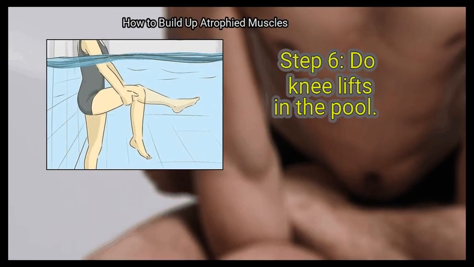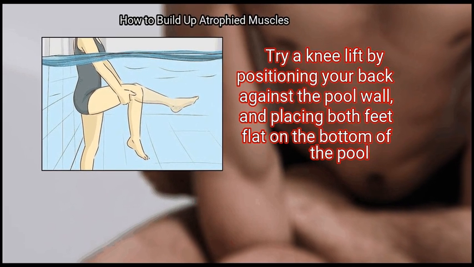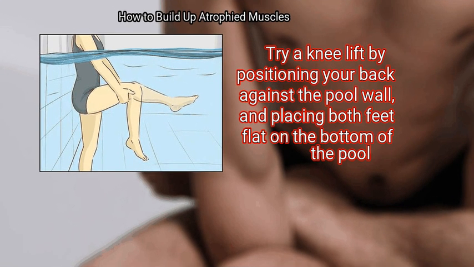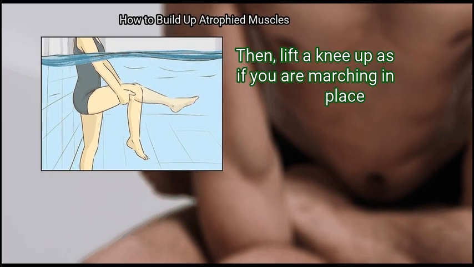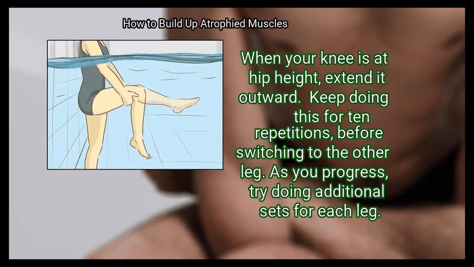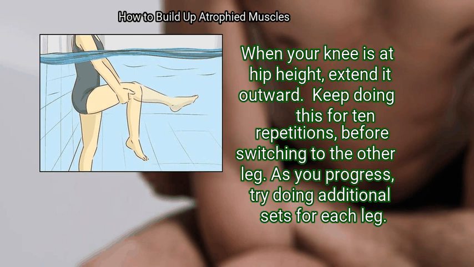Step 6. Do knee lifts in the pool. Try a knee lift by positioning your back against the pool wall and placing both feet flat on the bottom of the pool. Then, lift a knee up as if you are marching in place. When your knee is at hip height, extend it outward. Keep doing this for 10 repetitions before switching to the other leg. As you progress, try doing additional sets for each leg.